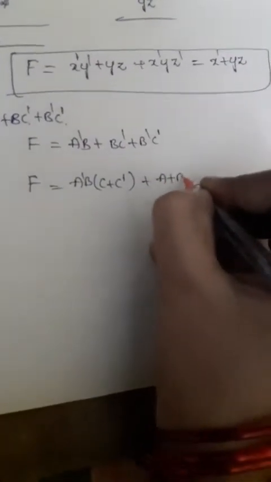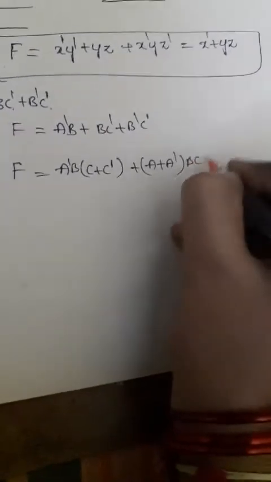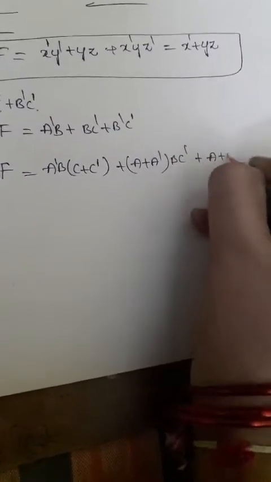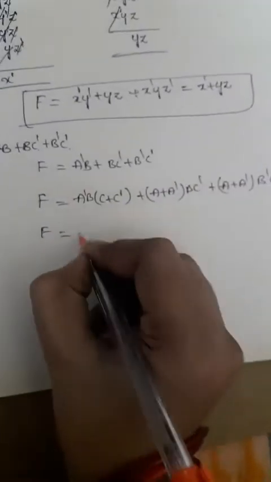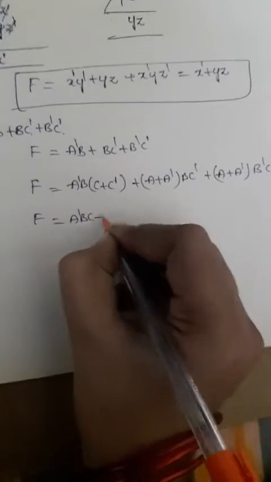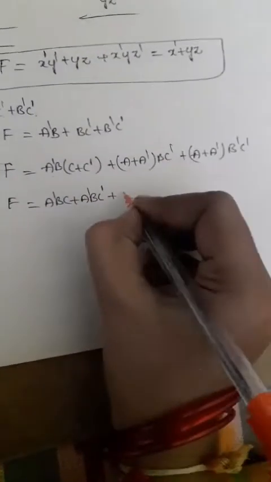See here c is missing now. For the second term a is missing, so bc complement. Here also a is missing: a plus a complement, and b complement c complement. Okay. Then the f function becomes a complement bc plus a complement b c complement, simplifying these steps. So next a b c complement plus a complement b c complement plus a b complement c complement plus a complement b complement c complement.